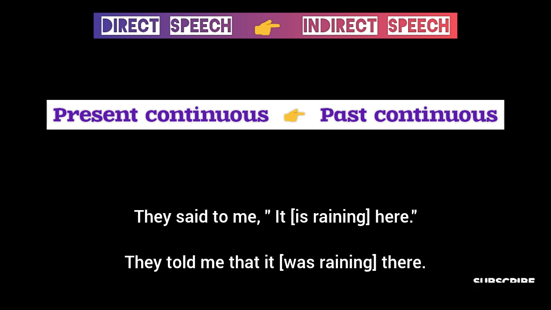Now, if the reported verb is in the present continuous tense in the direct narration, it becomes past continuous in the indirect narration. They said to me, "It is raining here." Now, the reporting verb said is in the simple past tense, and the reported verb in the statement, is raining, is in the present continuous tense in direct narration. So, in the indirect narration, we will change it to the past continuous tense. They told me that it was raining there. Of course, the other necessary changes, such as the change of personal pronouns and adverbs, are also effected here.